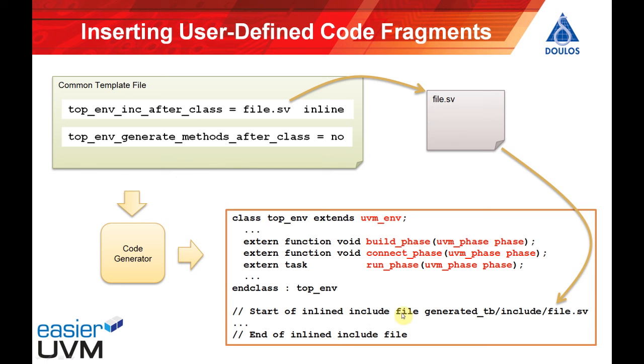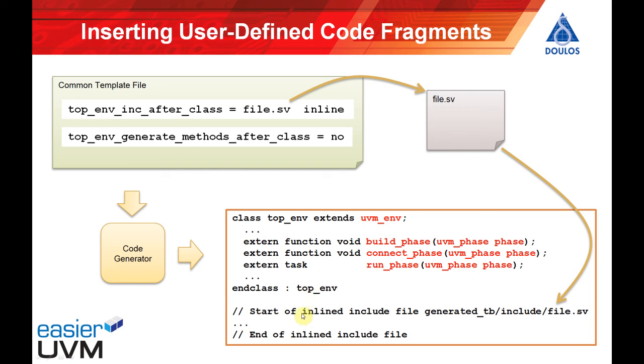The code generator puts in a comment here to actually tell you what it's done and tell you the name of the file that it's sucked in. So in this particular case, what we're doing is sucking in some methods after the end class line of the top-level environment class.